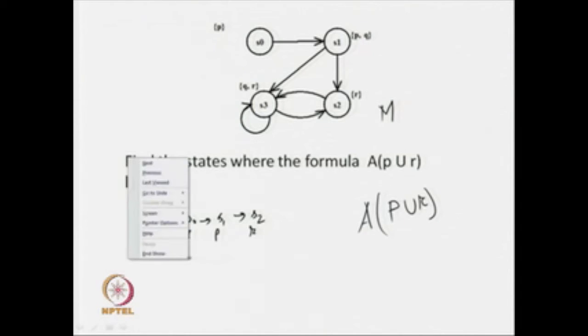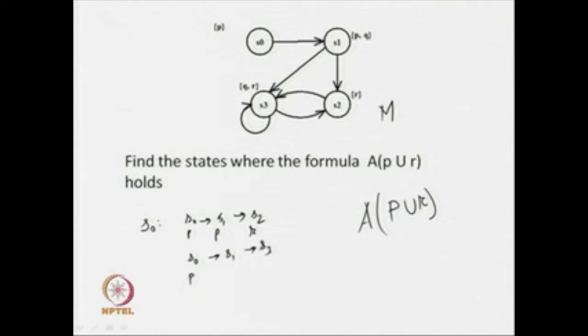Similarly, another path we get is S0, S1 and S3. Again, in S0 P is true, in S1 P is true and in S3 R is true. So we are getting some state in the future where R is true, and in all the preceding states of this path, P is true. So we can say that in S0, A[P until R] is true.